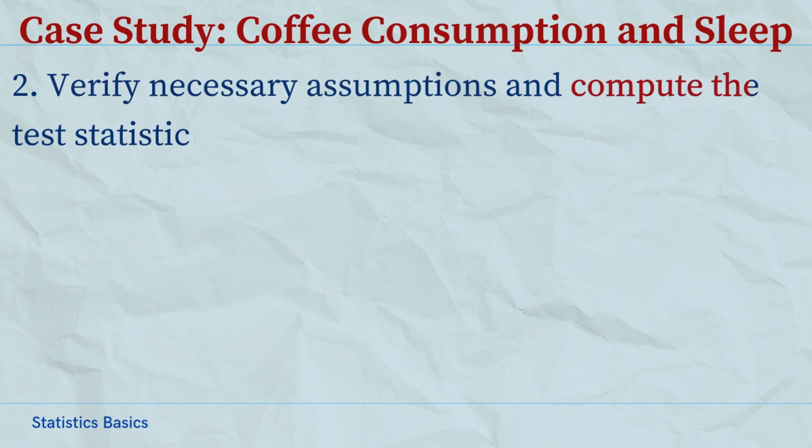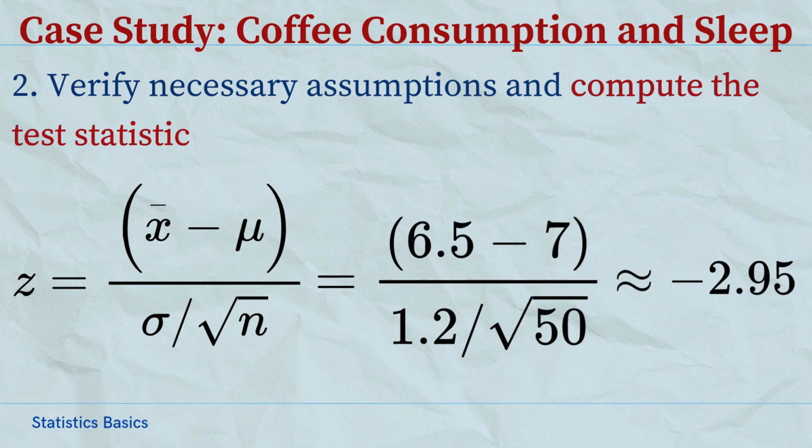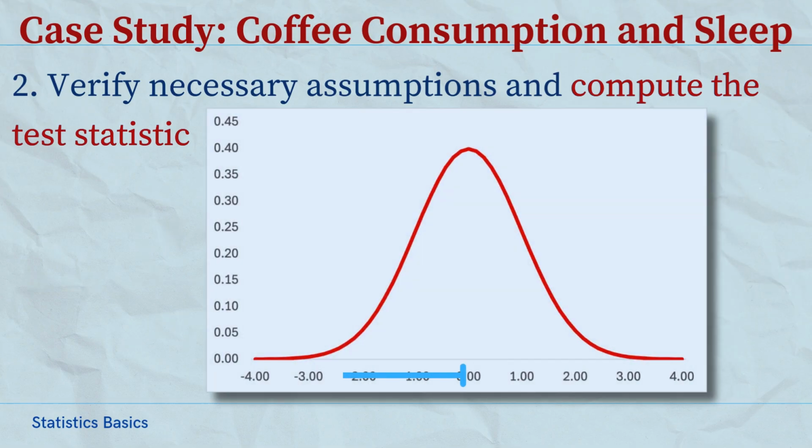To determine how far the sample mean deviates from the claimed average, we calculate the z-statistic using the following formula. In this case, with a sample mean of 6.5 hours, a population mean of 7 hours, a population standard deviation of 1.2 hours, and a sample size of 50, the z-statistic is -2.95. This indicates that our observed sample mean falls 2.95 standard deviations below the claimed average sleep time of 7 hours.